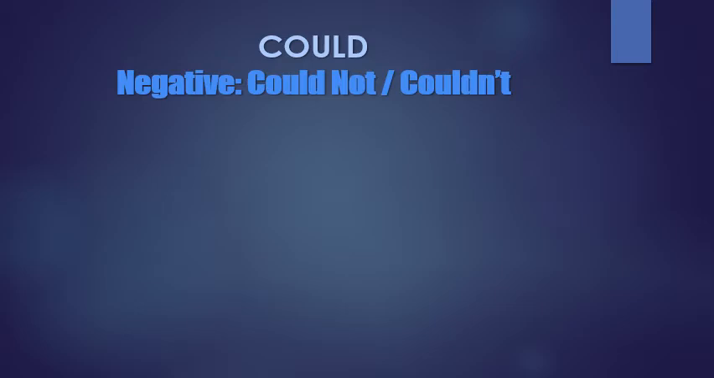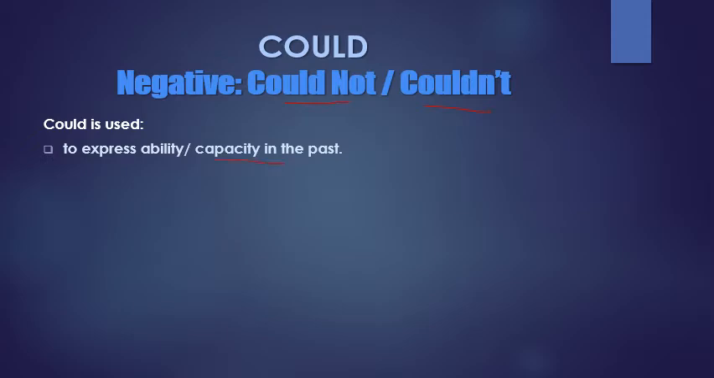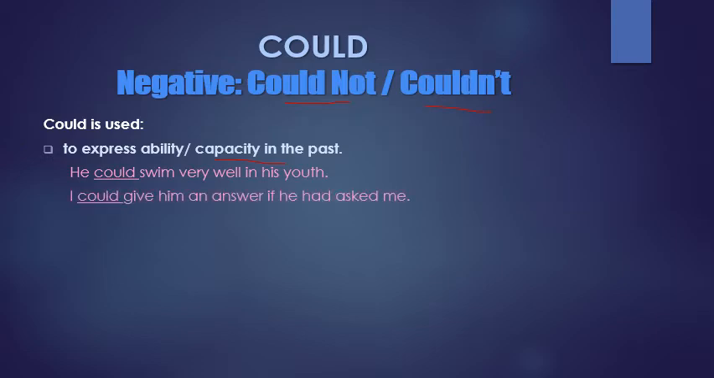Second modal auxiliary is could. The negative form is could not or couldn't. Could is used to express ability or capacity in the past. Something you were able to do in the past, but now you cannot do it. He could swim very well in his youth. When he was young, he could swim very well. I could give him an answer if he had asked me.